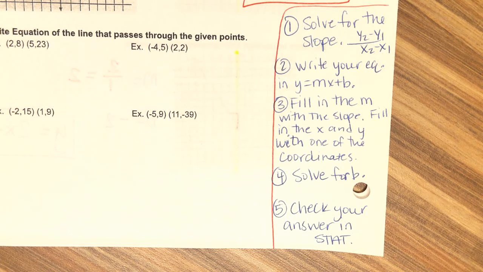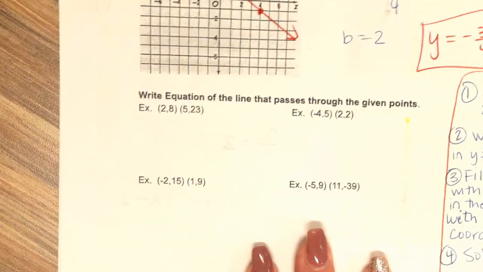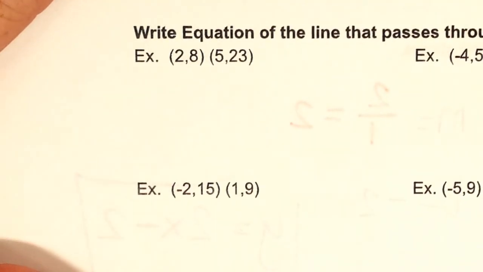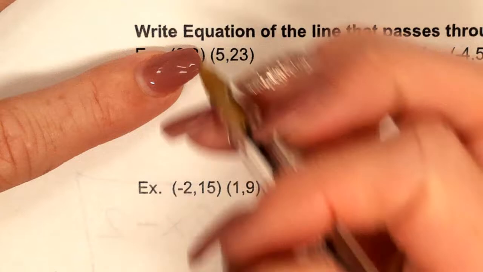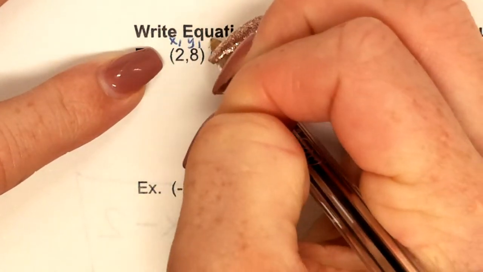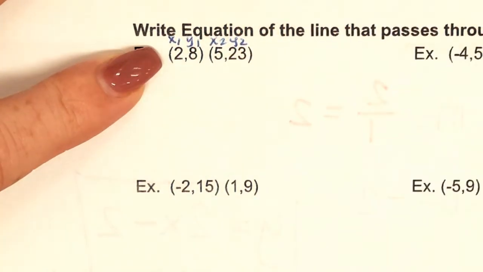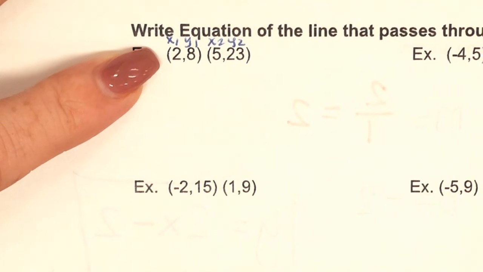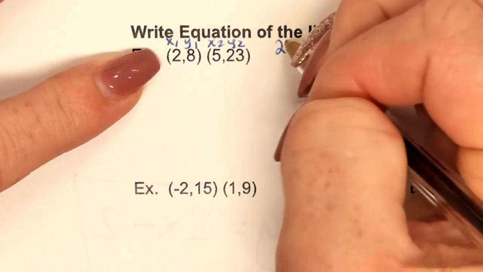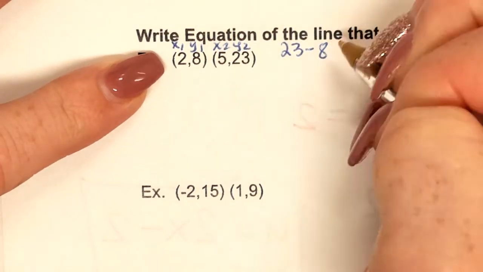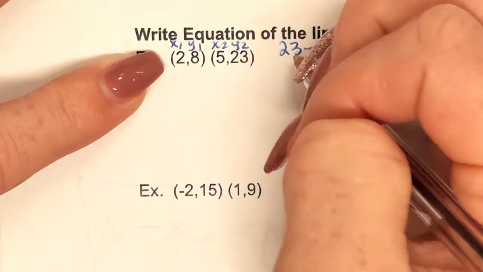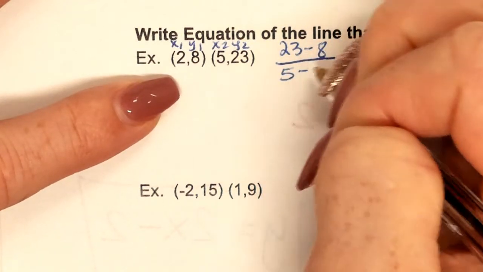Make sure you have your calculator ready. All right, is everybody ready? What does step 1 say to do? All right, you guys are good at that. So label, this is x1, y1, x2, y2. So I'm going to solve for slope. So y2, 23, minus y1, which is 8. Don't write big because we need lots of room. Over x2, which is 5, minus x1, which is 2.